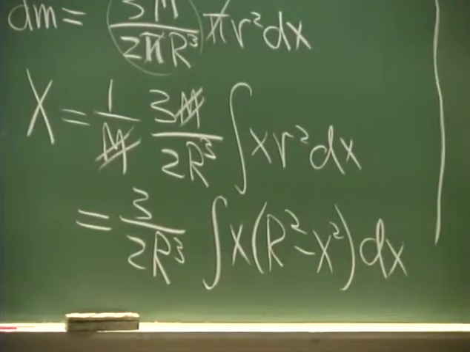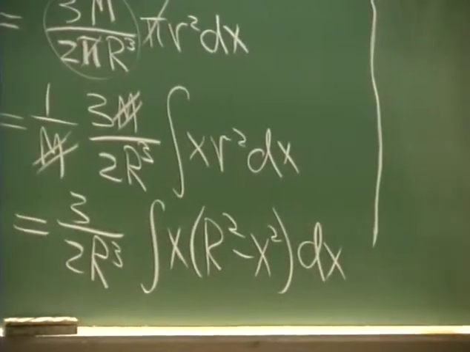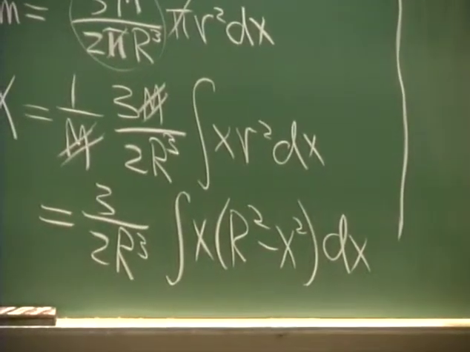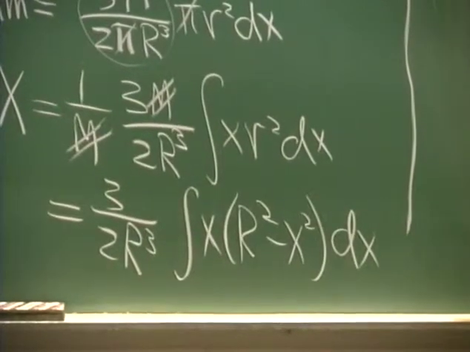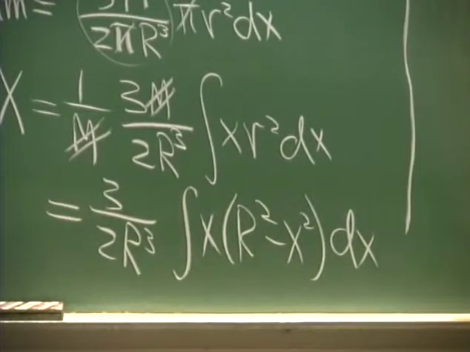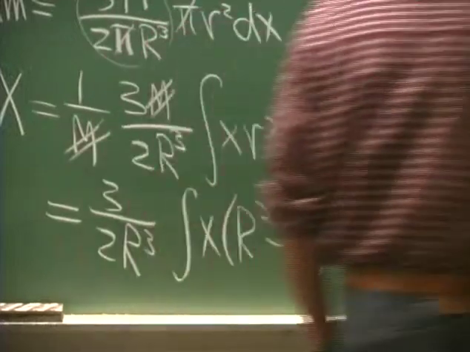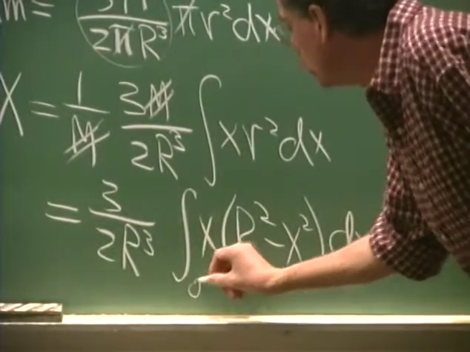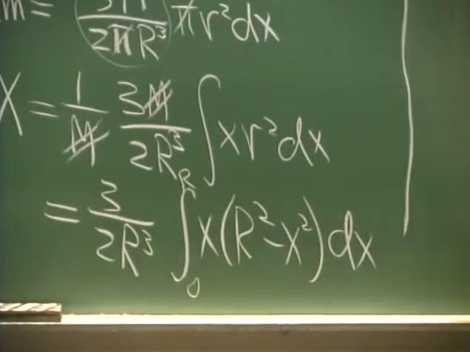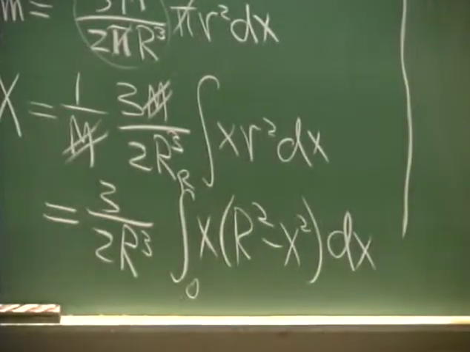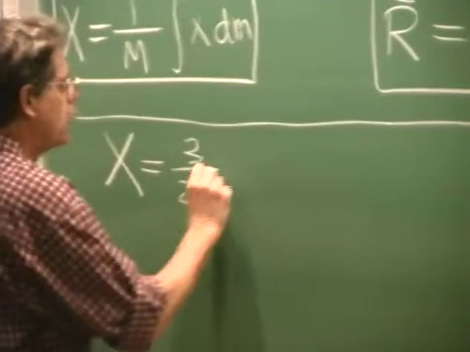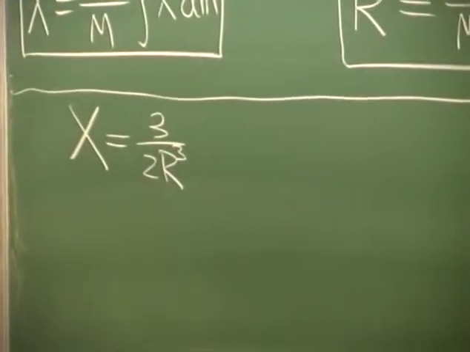Now this is set up as a well-defined integral that I can do. What are the limits on that integral? The range of x in this problem. From 0 to capital R, because it starts here and goes out to here, so x runs from 0 up to capital R. Now I have a well-defined integral to do. Let's just calculate it. It's 3 over 2r cubed. Now, let's see, can we do that integral?